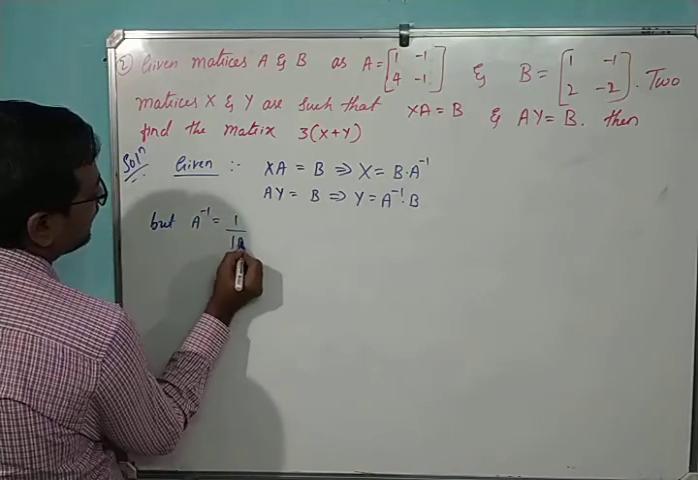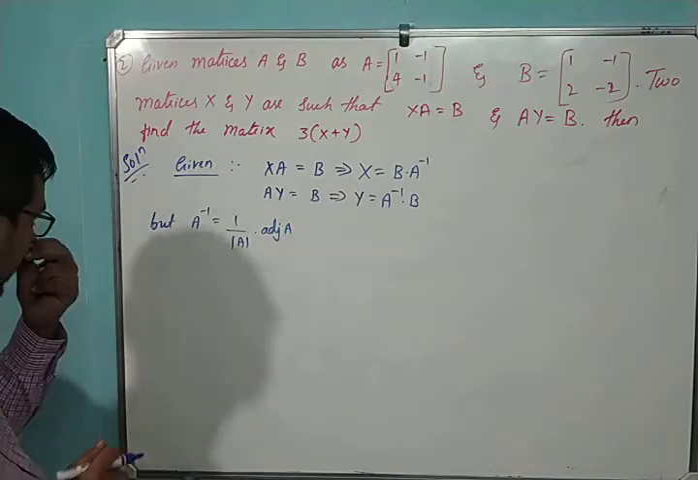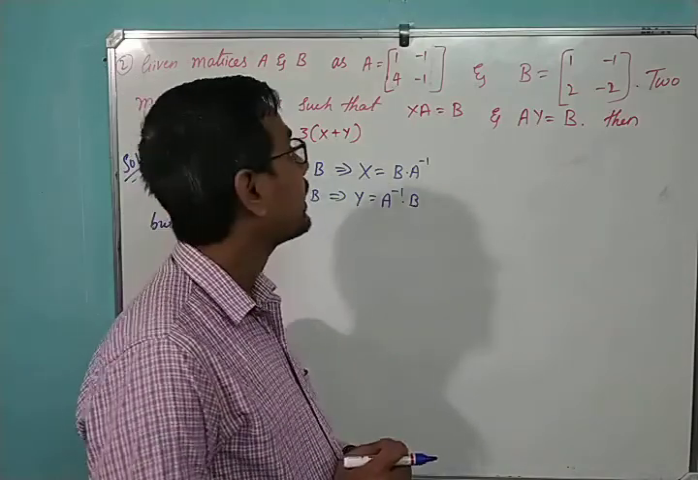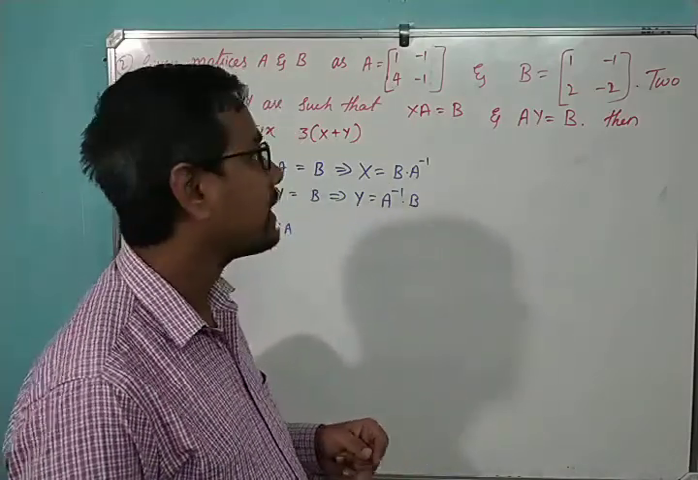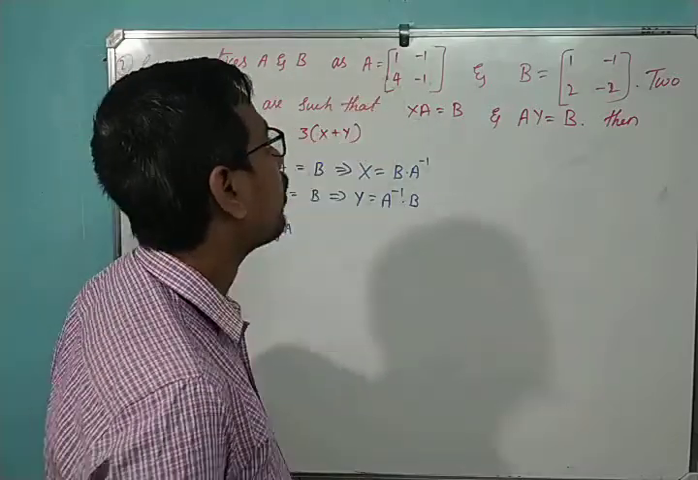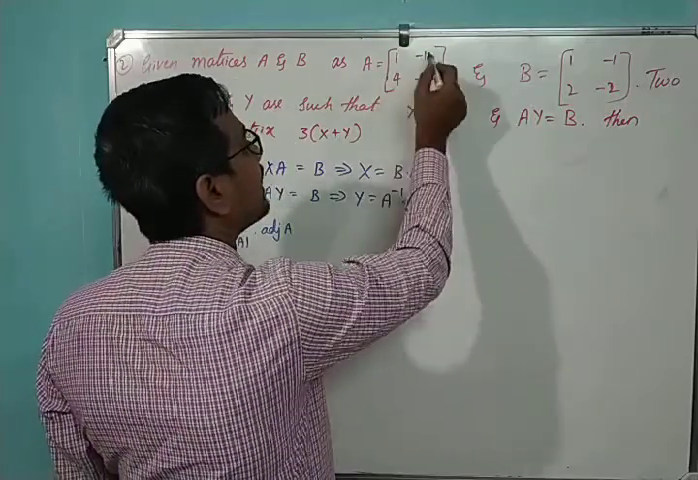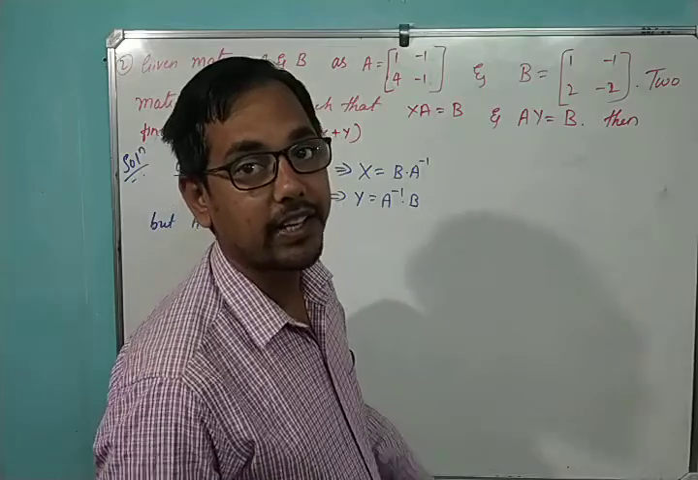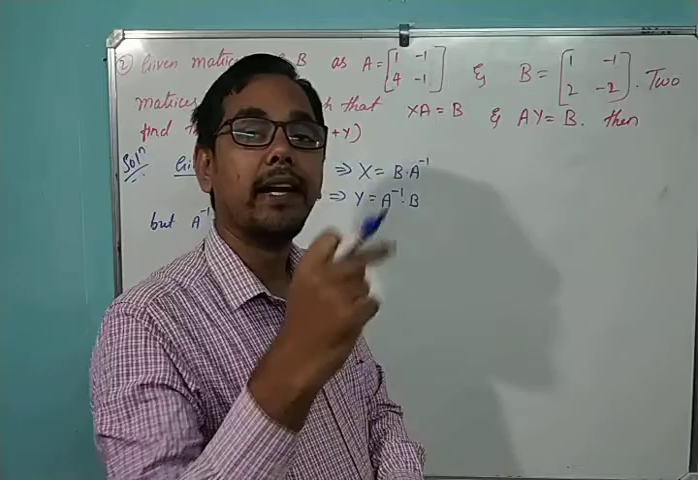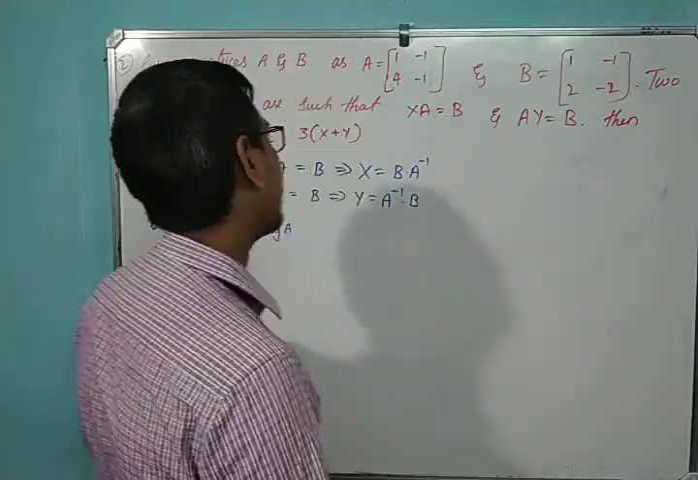1 upon determinant A into adjoint A. Okay. What is the trick I have said for adjoint A for a 2 cross 2 matrix? Adjoint A can be found out if it is 2 cross 2: interchange the principal diagonal elements and reverse the sign of the other elements, that is, the remaining elements you keep as they are with the negative sign.